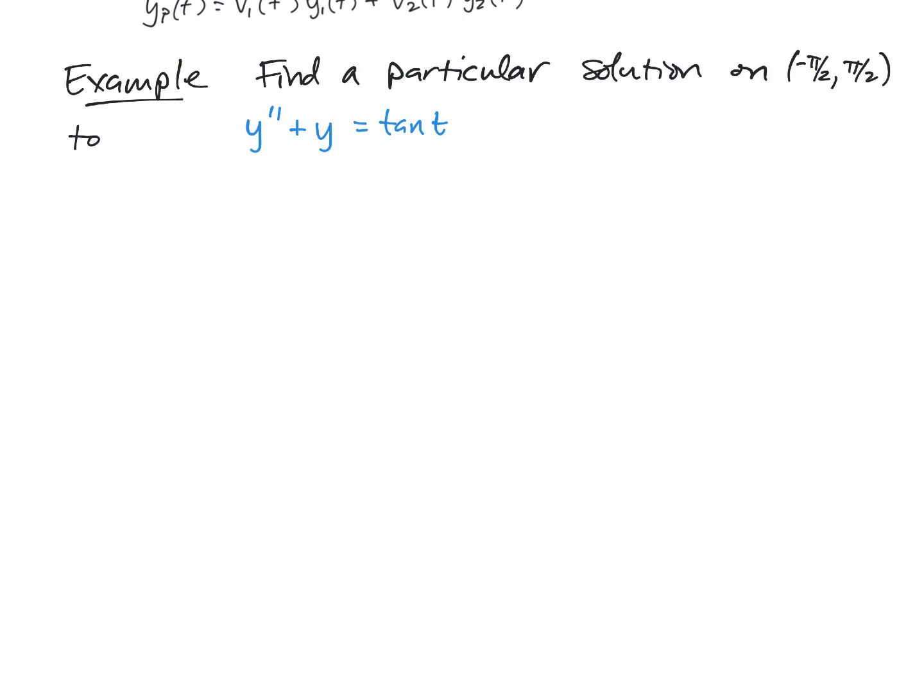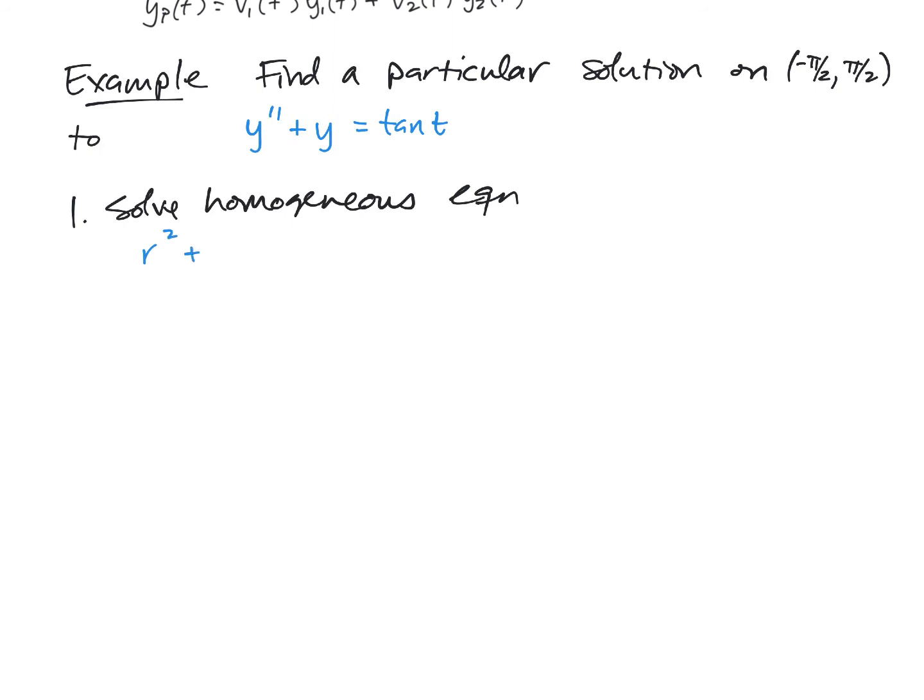So here's our problem: y double prime plus y equals tangent of t. Tangent is an example of a function that doesn't fall into one of our categories that we can use undetermined coefficients for. So that's why we know that we've got to use variation of parameters here. So step 1, we'll solve this homogeneous equation. And you've hopefully done this a gajillion times by now, so this should be pretty quick.